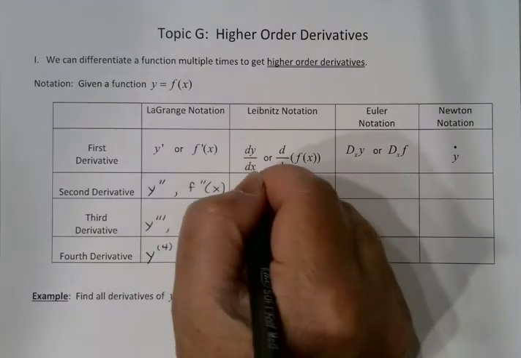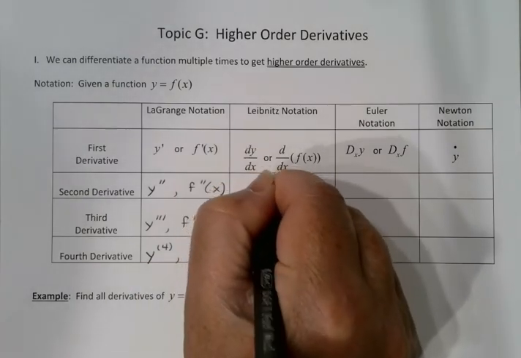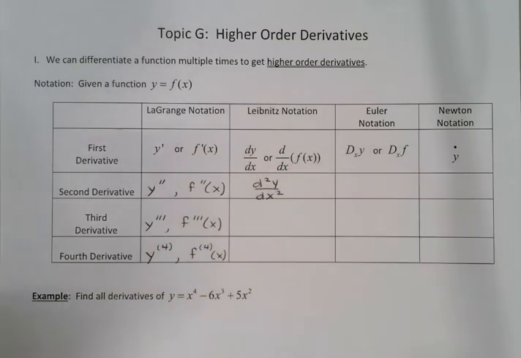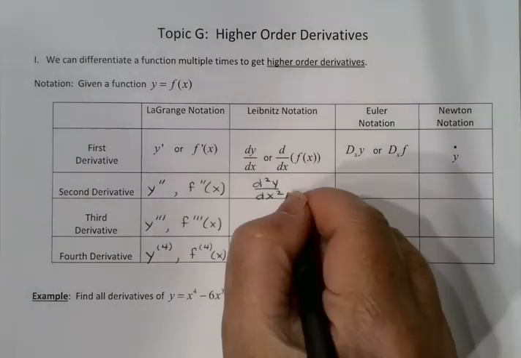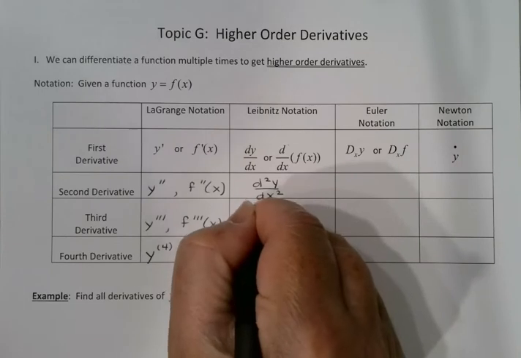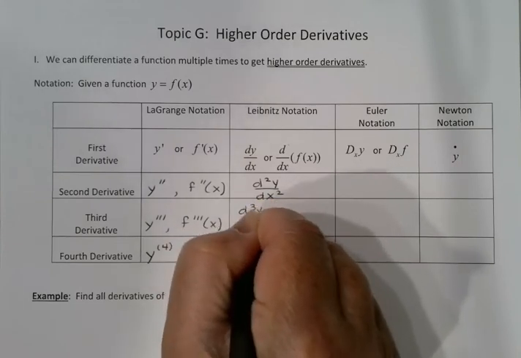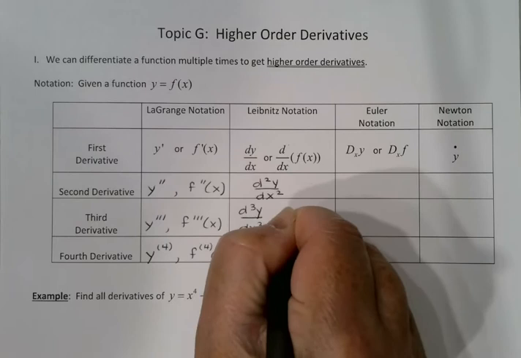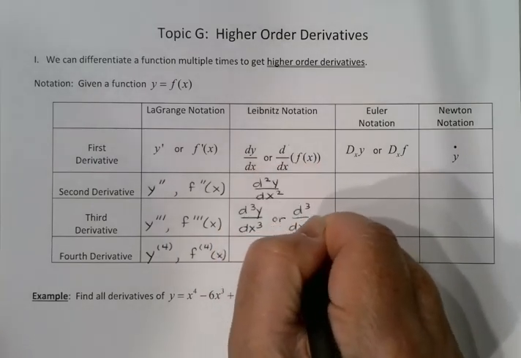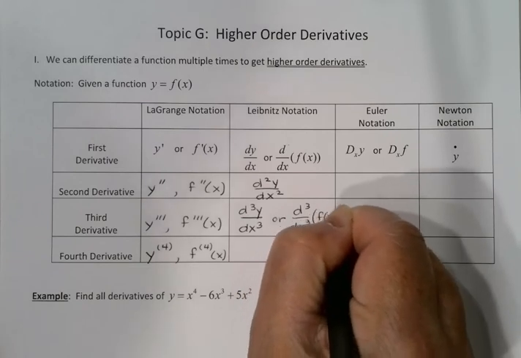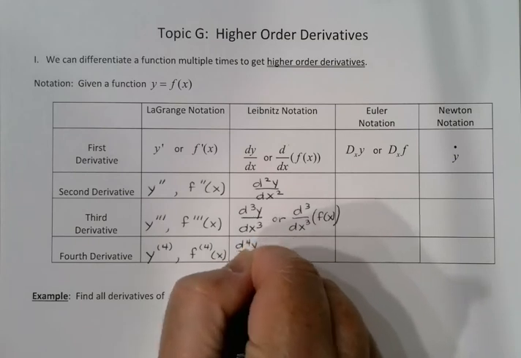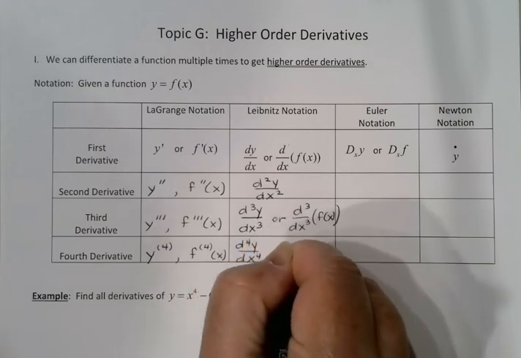With Leibniz notation, the second derivative looks like this: d squared y dx squared. You could do the same thing with the function notation here. It would just be d squared f dx squared, or the third derivative, d cubed y dx cubed. I'll sneak in the function notation on this one too. And that one just keeps on going. You don't have to make any changes. It's already about as efficient as it's going to get.